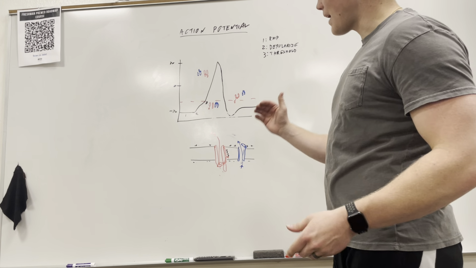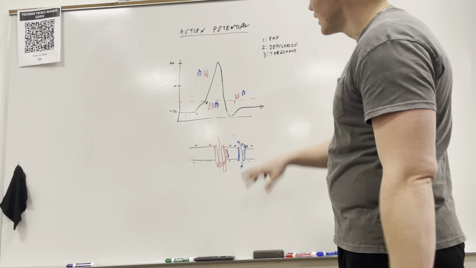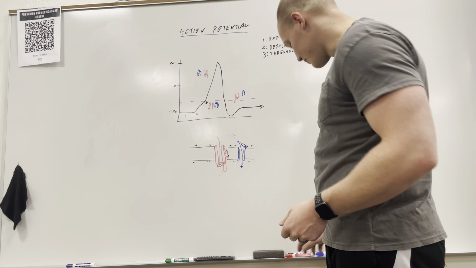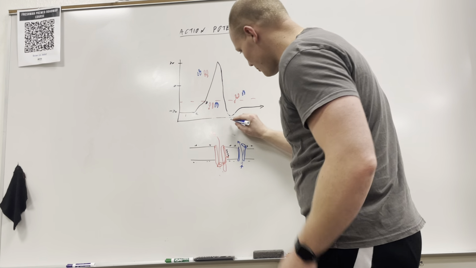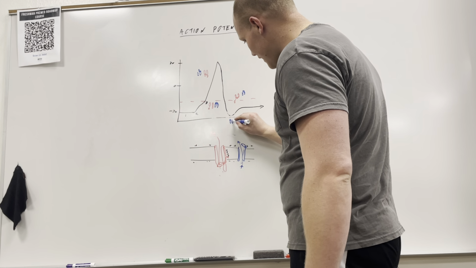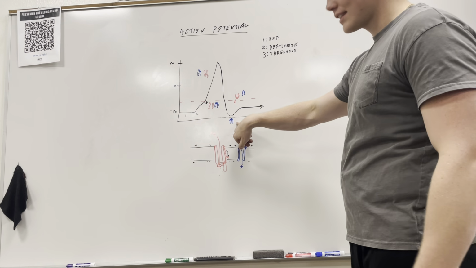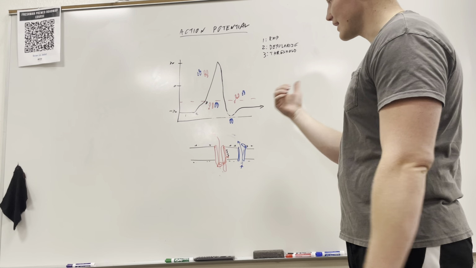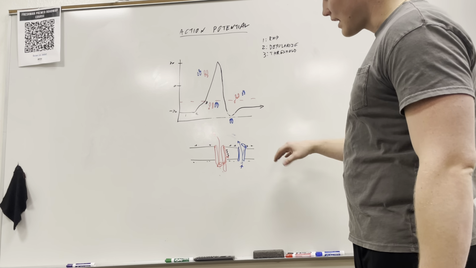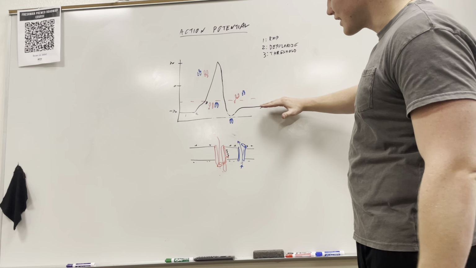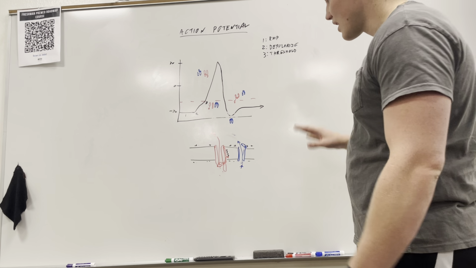We go past resting membrane potential, and then down here at hyperpolarization, these potassium channels close. So at this point, the potassium leak channels will allow potassium to leak out and sodium to leak in, and they reestablish resting membrane potential.